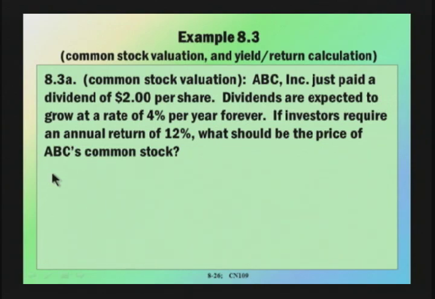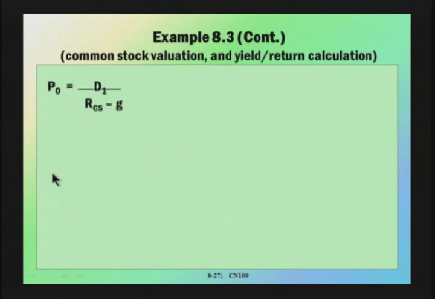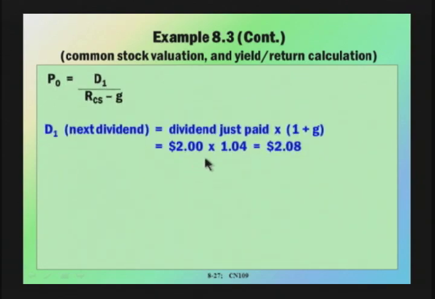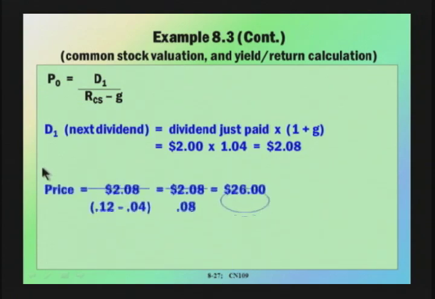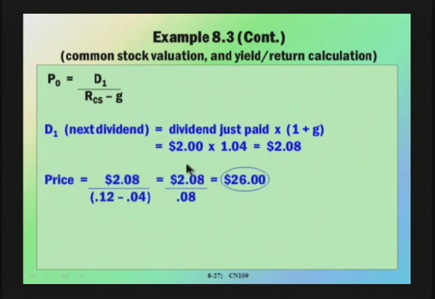Since the model calls for D1, we'll calculate D1 first by taking that dividend just paid, the $2 dividend, and growing it at 4% to see that the next dividend will be $2.08. That is D1. We'll divide D1 by the required return minus the dividend growth rate. So that denominator is 8%, the required return in excess of the dividend growth rate, and that will give us a value of $26 on that stock.